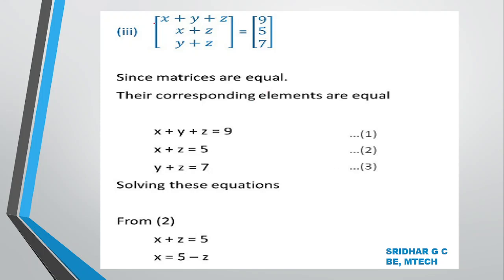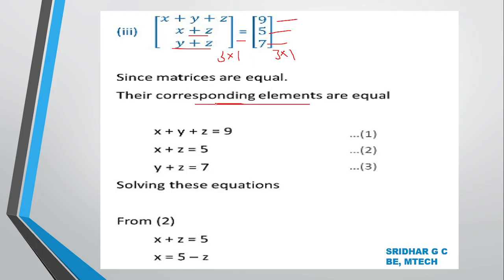Here also same thing. They have given x plus y plus z equals 9, x plus z equals 5, y plus z equals 7. See, this is not of order 2 cross 2 or 2 cross 3 or 4 cross 4. See how many rows are there? 1, 2, 3. 3 rows are there. So only one column is there. So that means the order is 3 cross 1. Next, the matrices are equal.